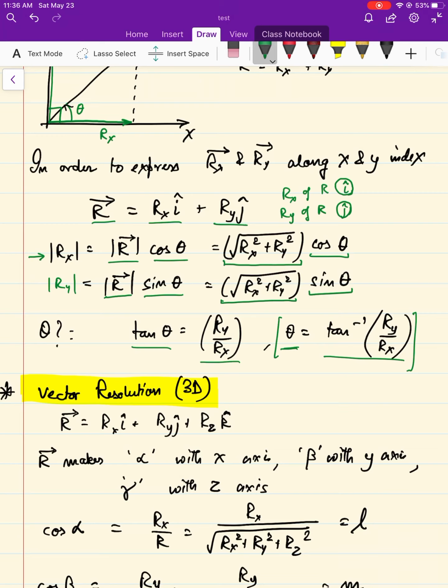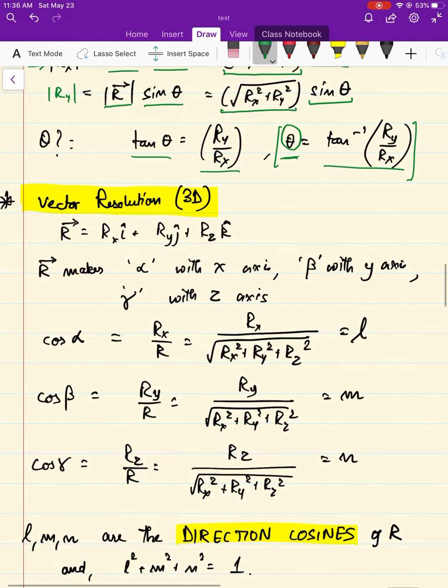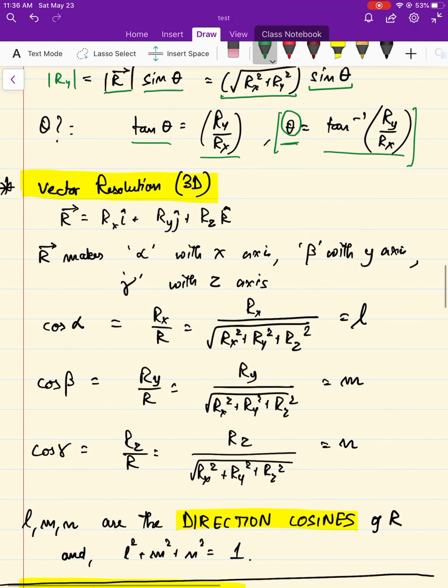When you're doing a problem, you must be careful about what the direction of Ry and Rx is, and accordingly you must choose which quadrant theta must lie in. So that's how you do these problems. You approach them from a trigonometric point of view, and make sure that your quadrants are in place.